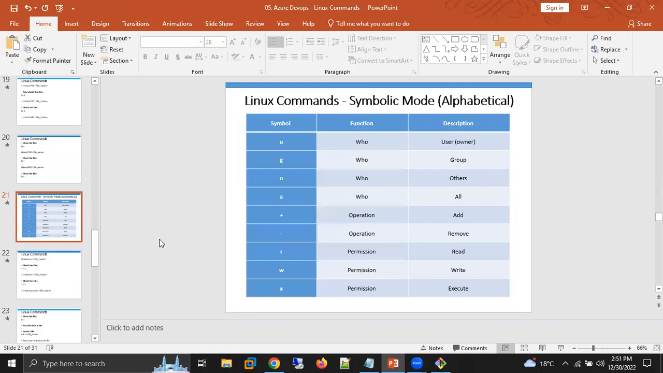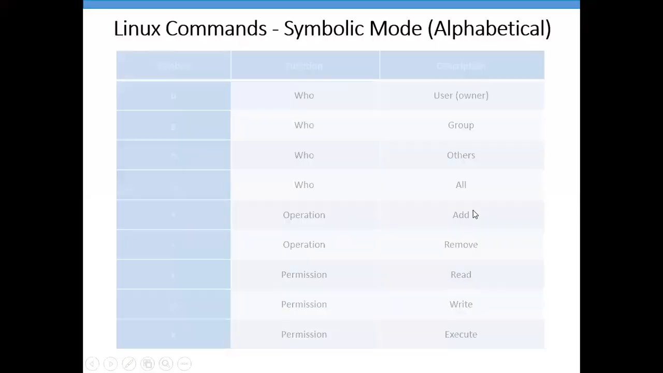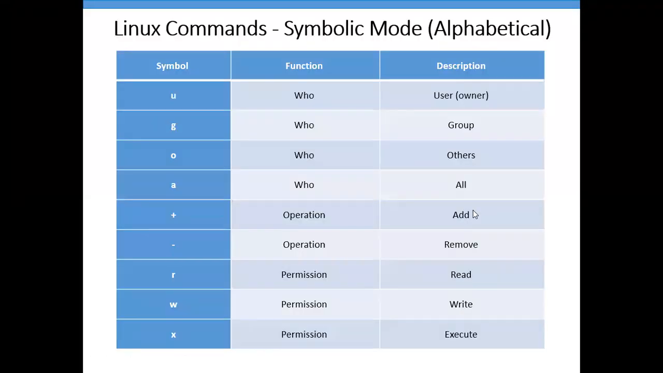Please read this very carefully first, then we'll move forward. Actually, the four options which you are able to see here indicate to whom I am providing the permission. U stands for user, G stands for group, O stands for others, and A stands for all. All means all three.